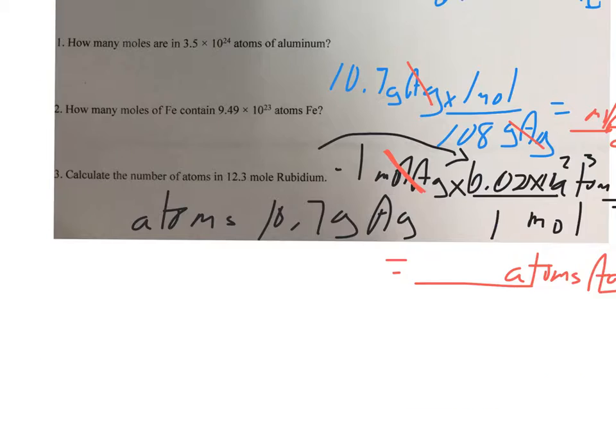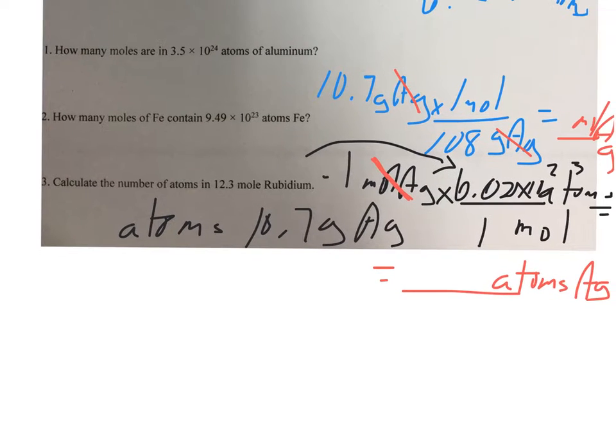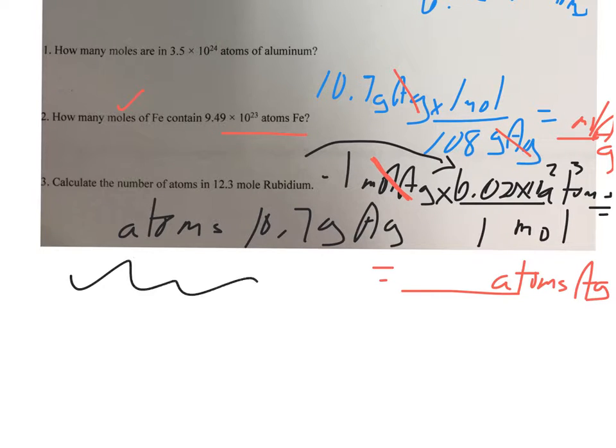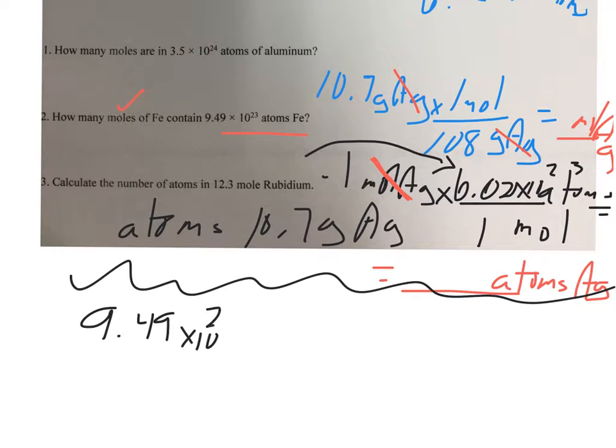Okay, number 12 is this one, the one that says 9.49 going from atoms to moles. Is that the one you want? Yes. Okay. So remember, you always write your given first, the 9.49 times 10 to the 23 atoms. And that's of iron, right?